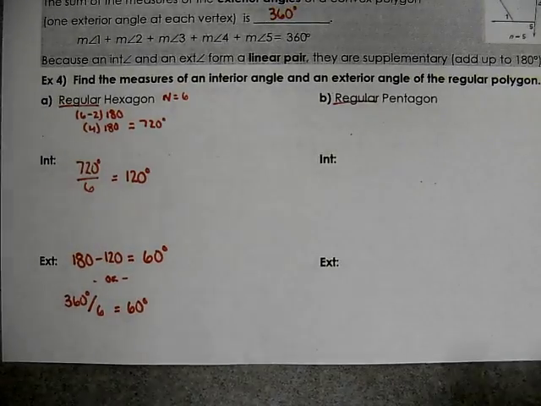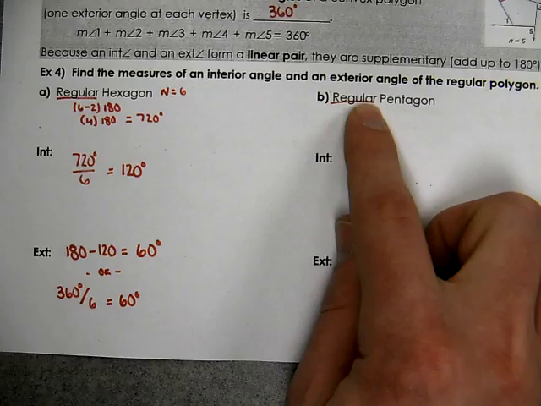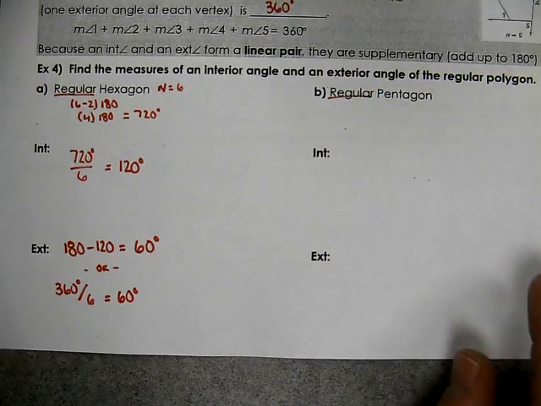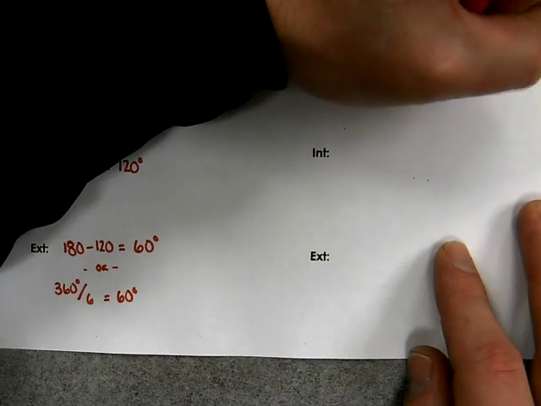Let's take a look at another example. This one is a pentagon, which is a 5-sided figure, and it's regular, meaning all 5 of the sides are the same in length and all 5 of the angles are the same in measure. So n is equal to 5 in this case.